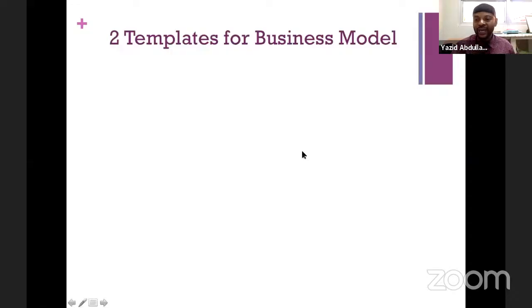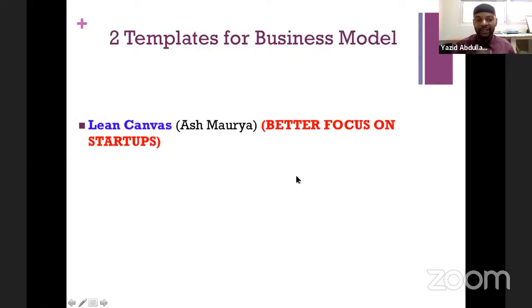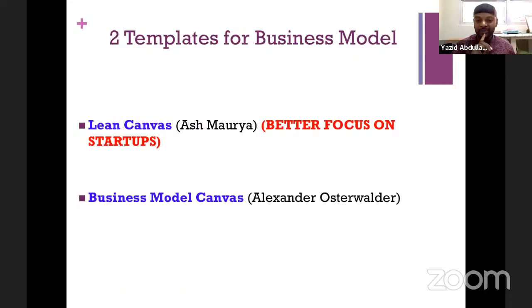So there are 2 ways you can do that design, 2 main popular ways. The first one is called lean canvas. Don't worry about what the term means. I will show it to you. And the second one is called the business model canvas. Both are useful. Both can be used by startups, but the lean canvas is more popular with startups, so I will focus on the lean canvas.